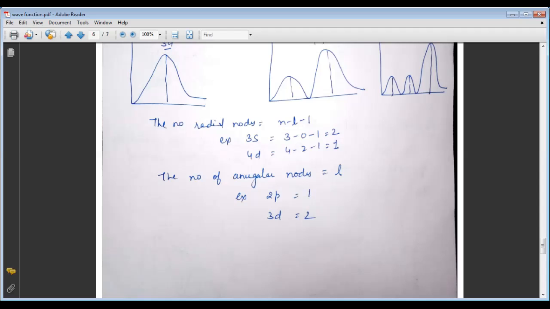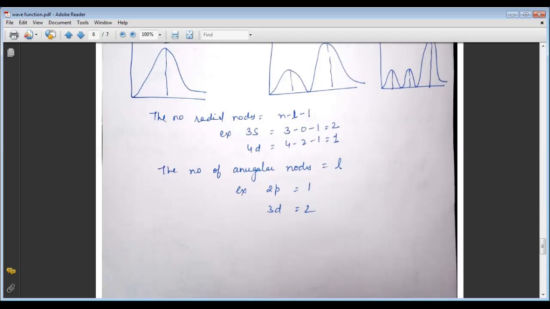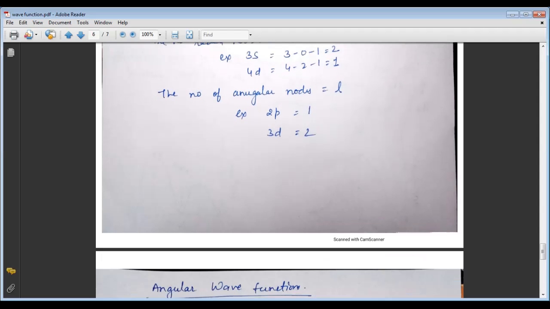The number of angular nodes is equal to l. For example, for 2p there is 1 angular node, and for 3d the number of angular nodes is 2. So this is the discussion of the angular nodes.